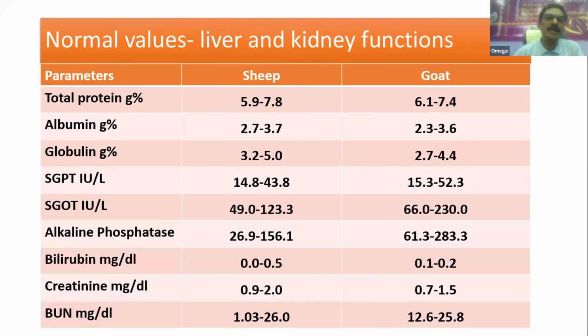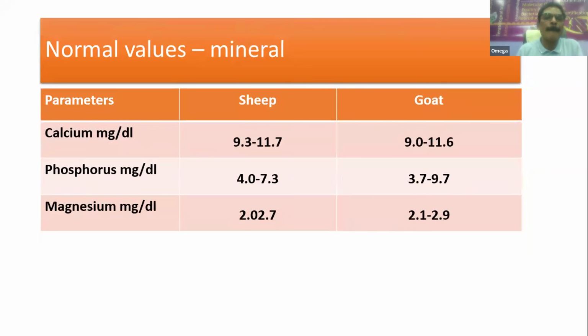Now, the next thing is the serum and the concentrations of the different parameters: total protein, albumin, globulin, SGPT, SGOT, alkaline phosphatase, bilirubin, creatinine, and blood urea nitrogen. These are the very commonly used parameters in sheep and goats. Then minerals: calcium, phosphorus, and magnesium. These minerals can be diagnosed in the laboratory.